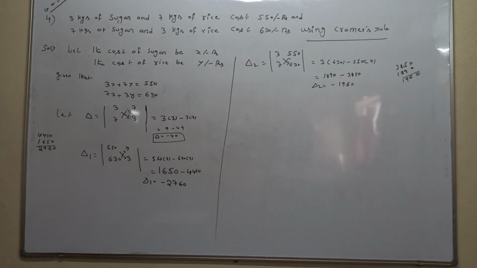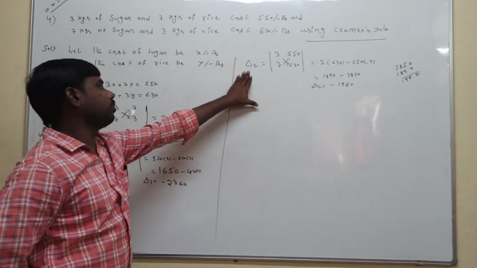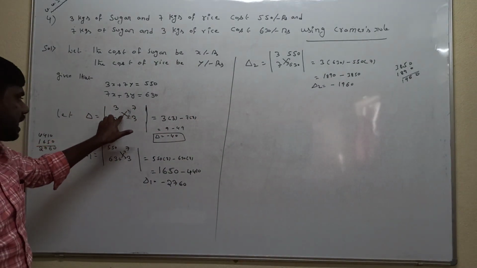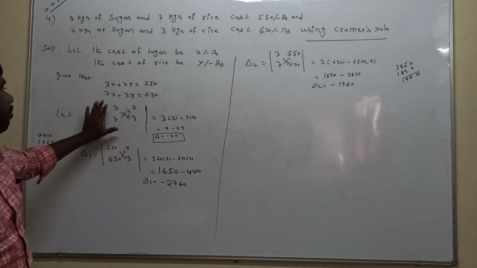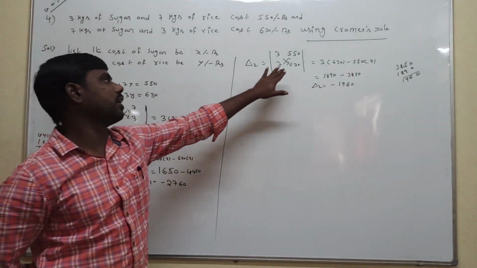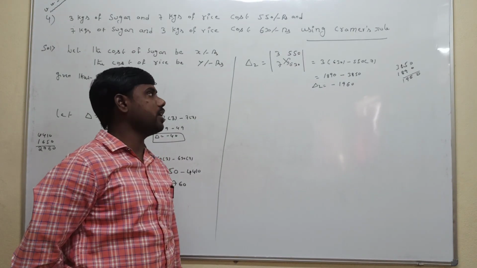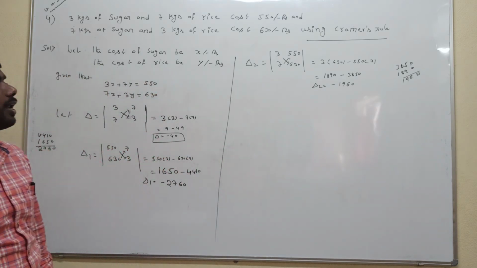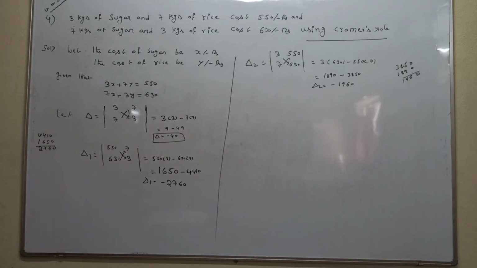So the delta value is minus 40. Delta 1 value is minus 2760. Next, delta 2 from delta. In delta 1 the first column is replaced; delta 2 means the second column is replaced. From the delta value, the second column is replaced by 550, 630, and the first column is written as it is. After that we apply cross multiplication. Finally we get the delta 2 value, minus 1960.